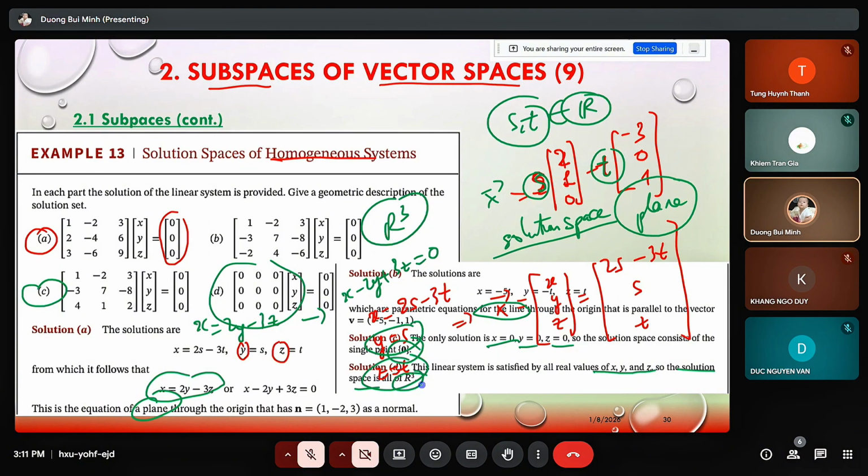So we say the solution space is R3. The solution space of question A is a plane. The solution space of question B is a line, and the solution space of question C is zero, the zero vector. Okay.